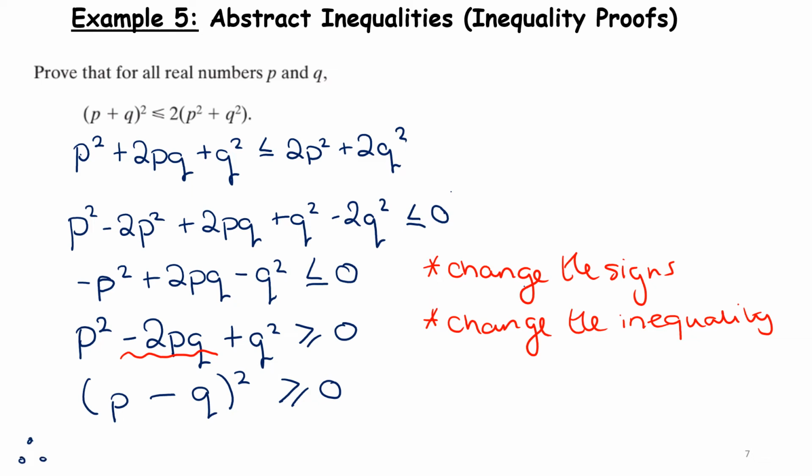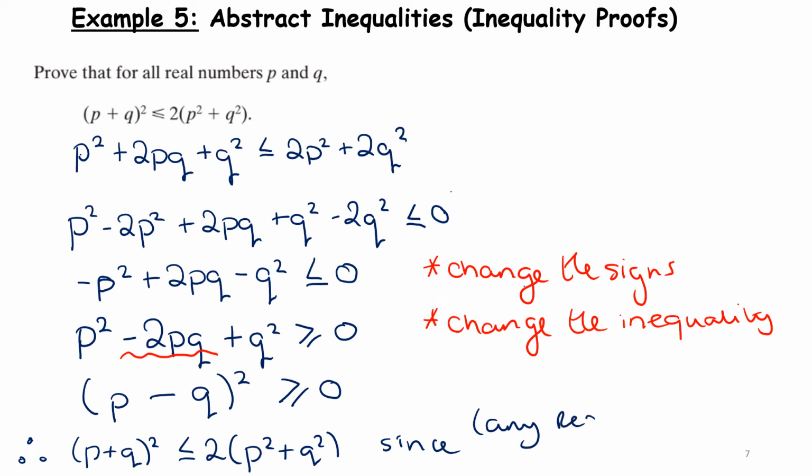So therefore, go back to our original: (p plus q) squared is less than or equal to 2 bracket p squared plus q squared, since any real number squared is greater than or equal to 0.